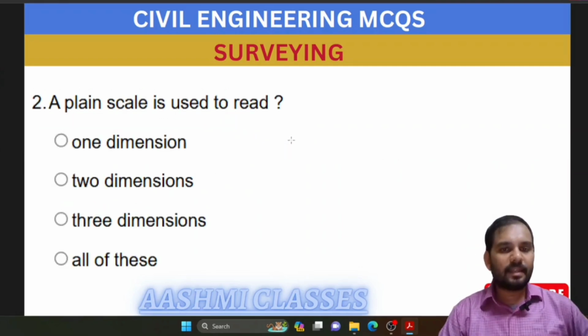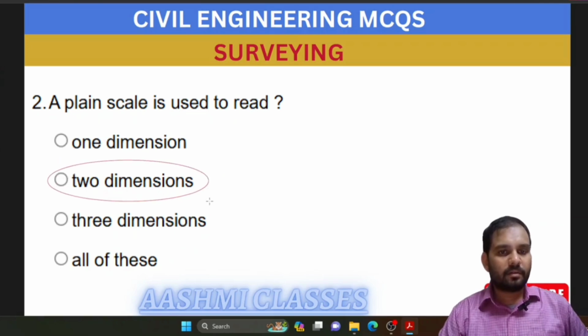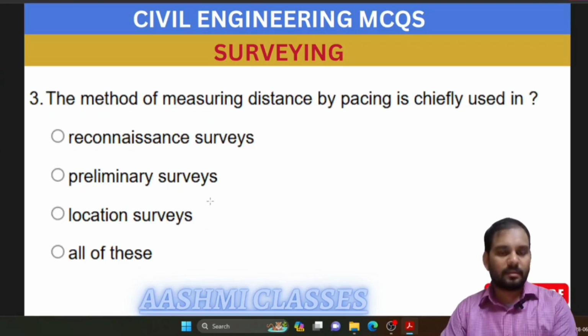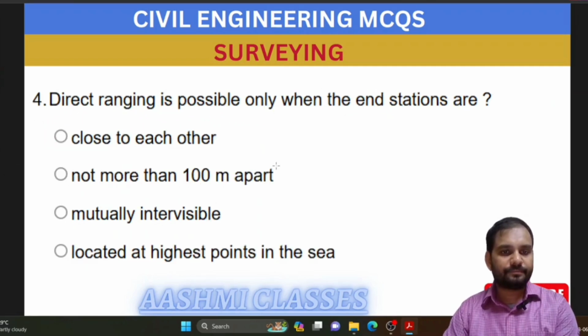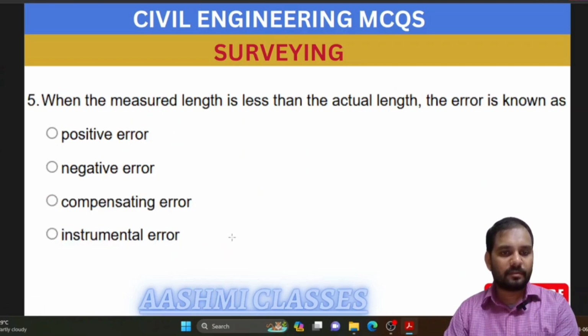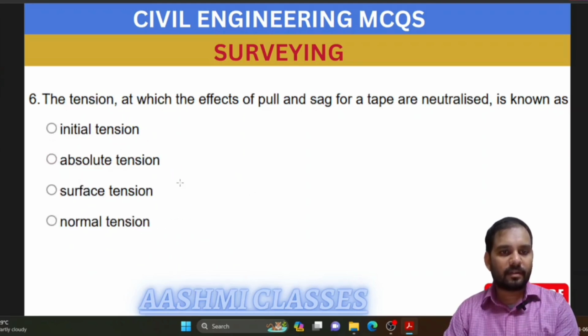Second question, a plane scale is used to read two dimensions. The method of measuring distance by pacing is chiefly used in reconnaissance surveys. Direct ranging is possible only when the end stations are mutually intervisible. When the measured length is less than the actual length, the error is known as negative error.